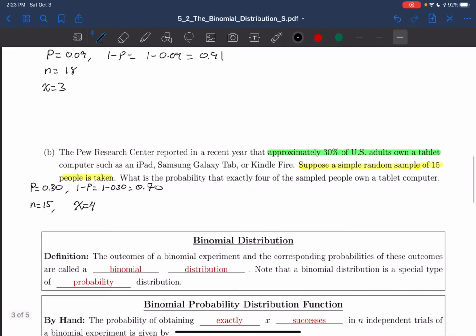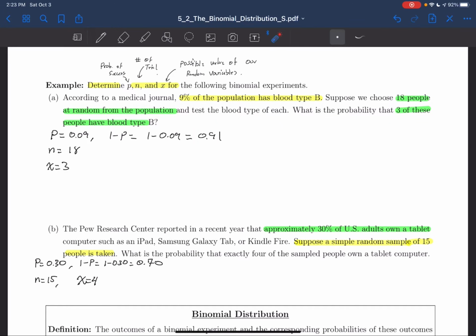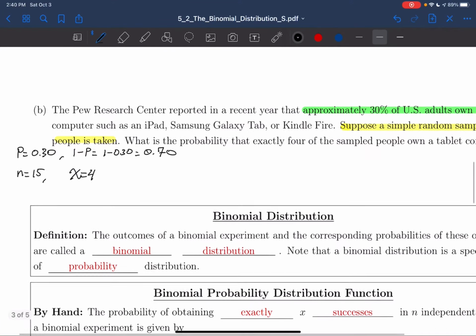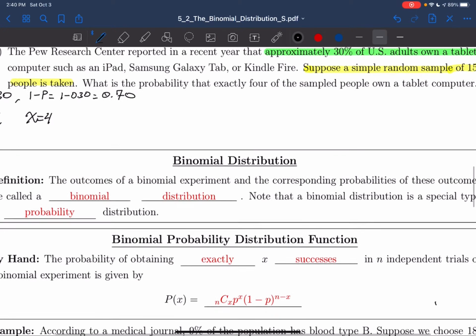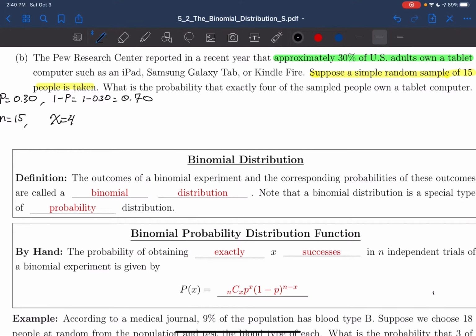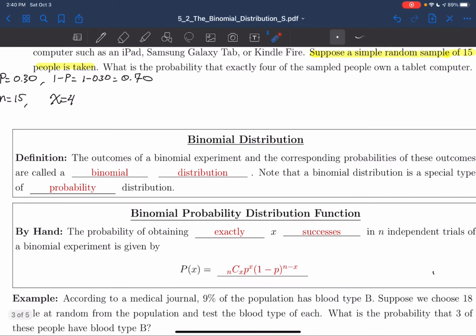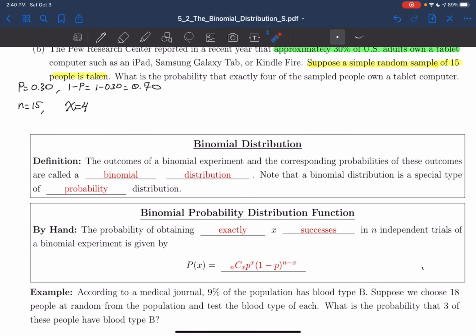Okay, so again, right now we're just identifying what our p, n, and x are, because we're actually going to compute these probabilities. A binomial distribution is just the outcome of a binomial experiment. The proper definition is that the outcomes of a binomial experiment and the corresponding probabilities of these outcomes are called a binomial distribution. One thing you want to note is that the binomial distribution is just a special type of probability distribution.